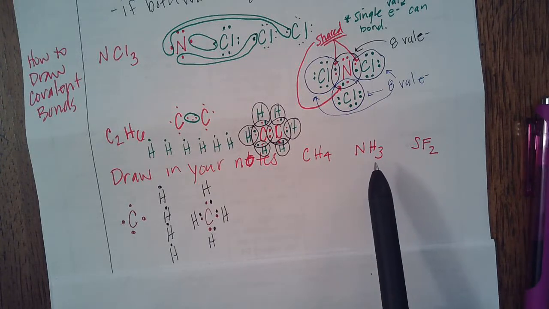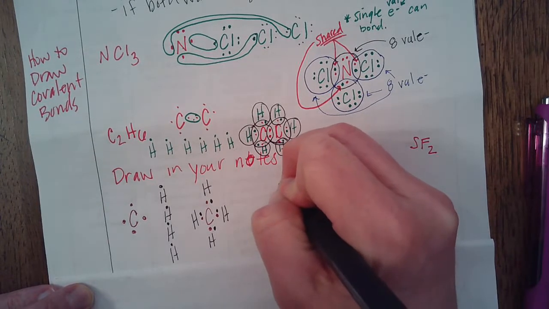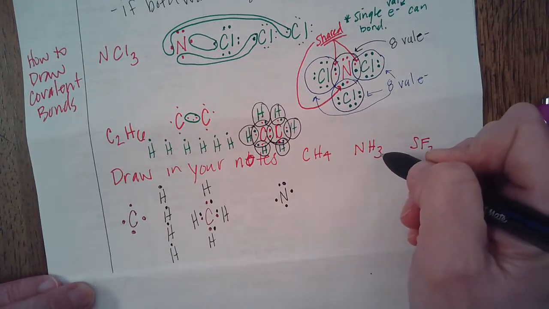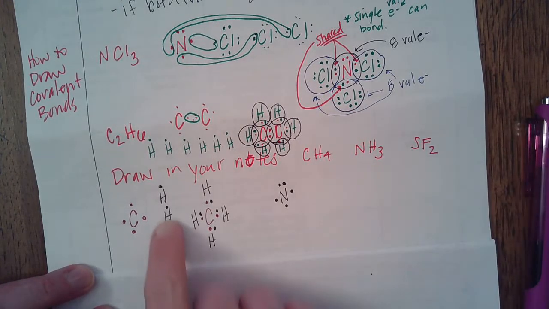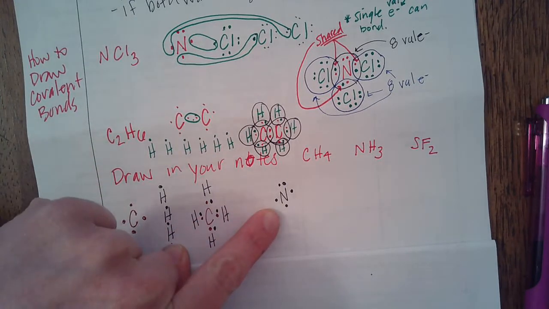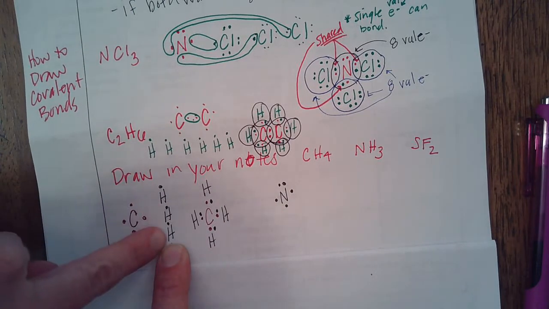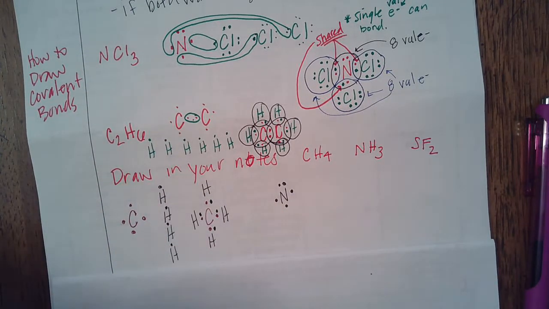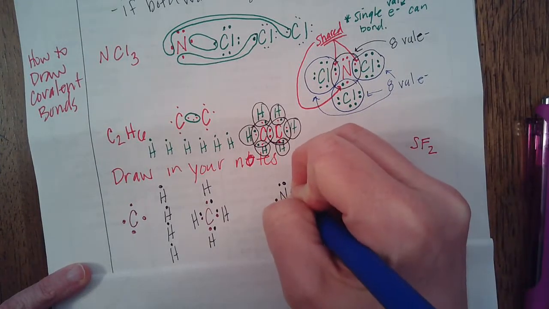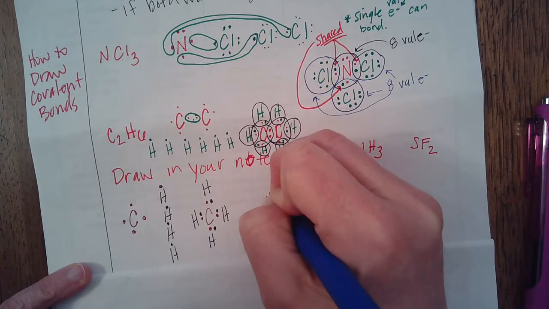Let's do NH3. So again, we have nitrogen with 5. And then we have H's. And remember our H's from over here? So we would have 3 of them. And how many bonds can nitrogen make? 1, 2, 3. And we have 3 hydrogens that can each make a bond. So we can build a hydrogen here and a hydrogen here and a hydrogen there.